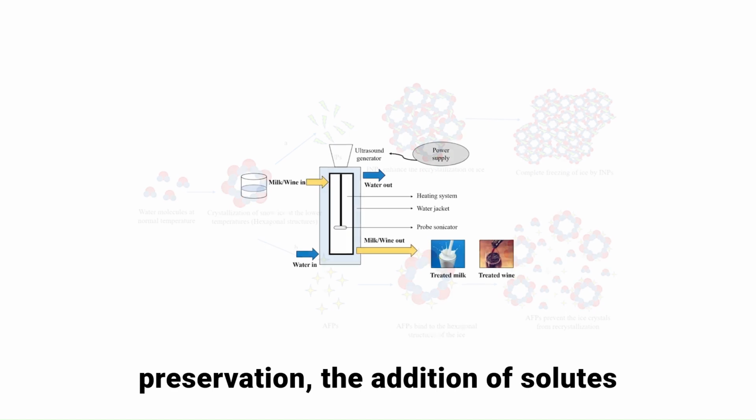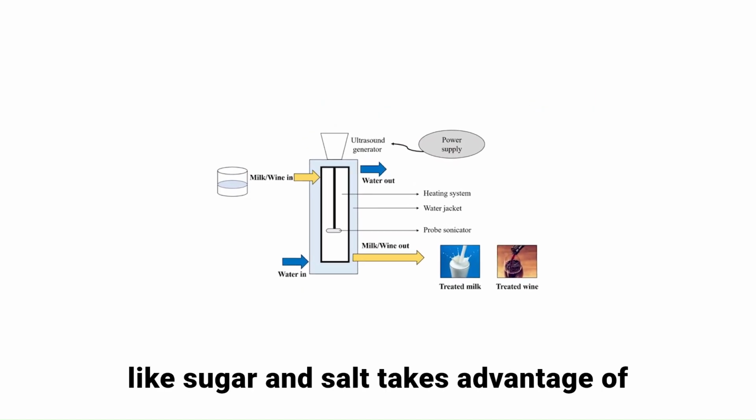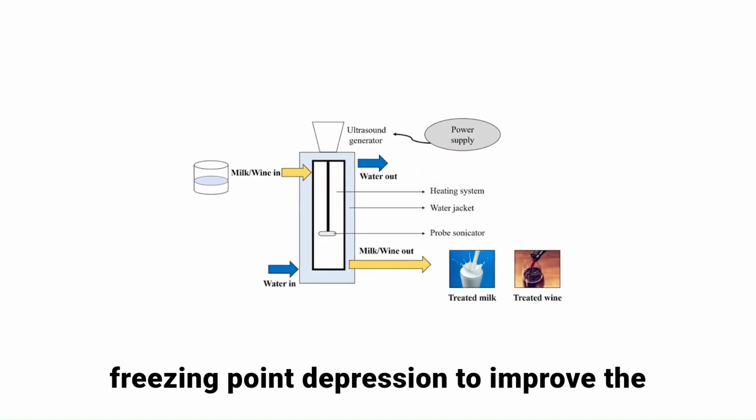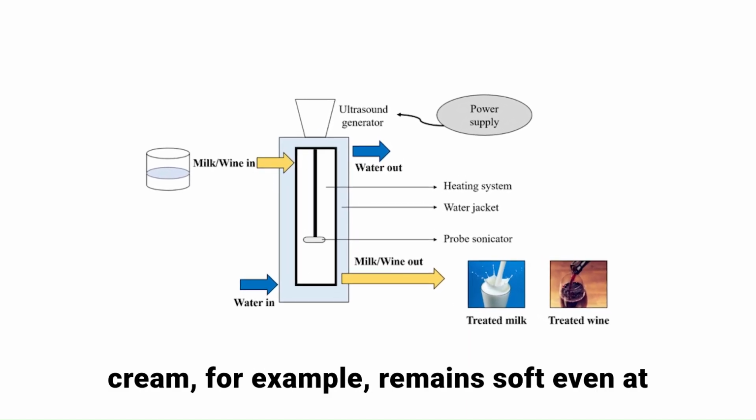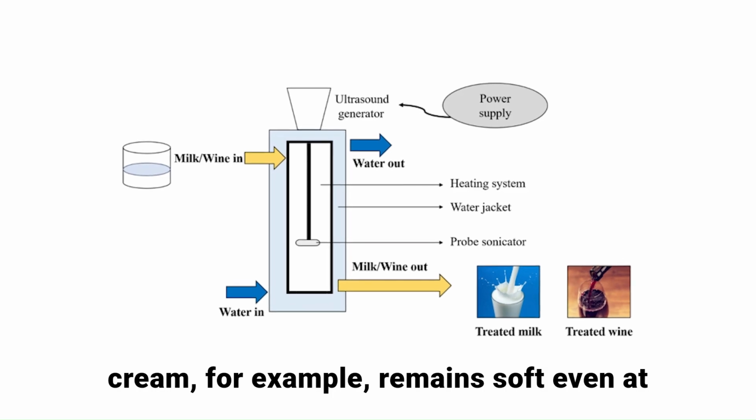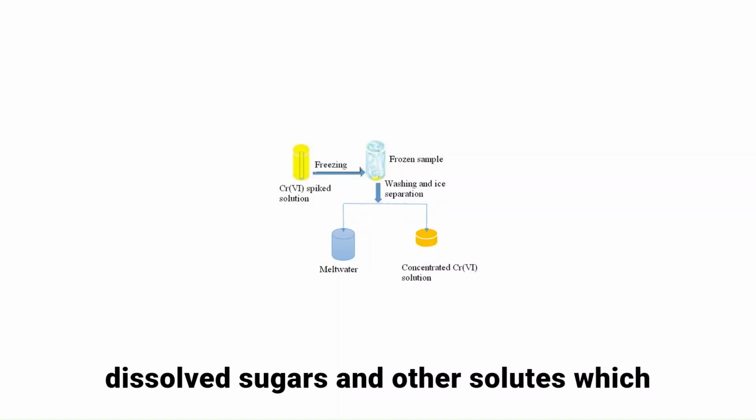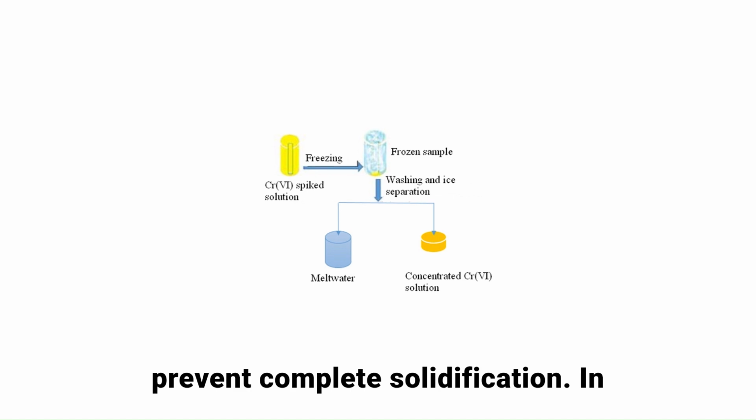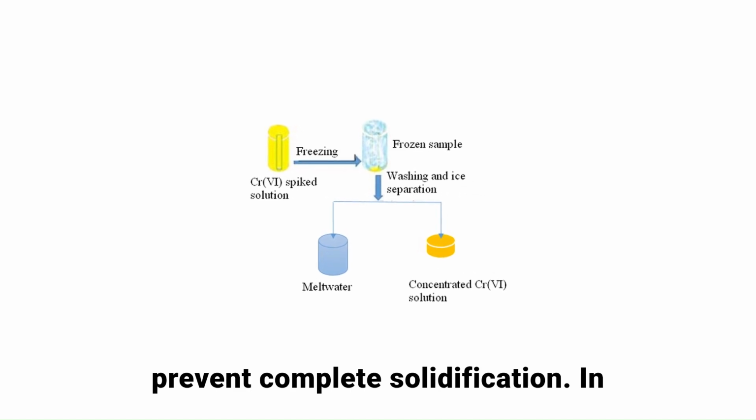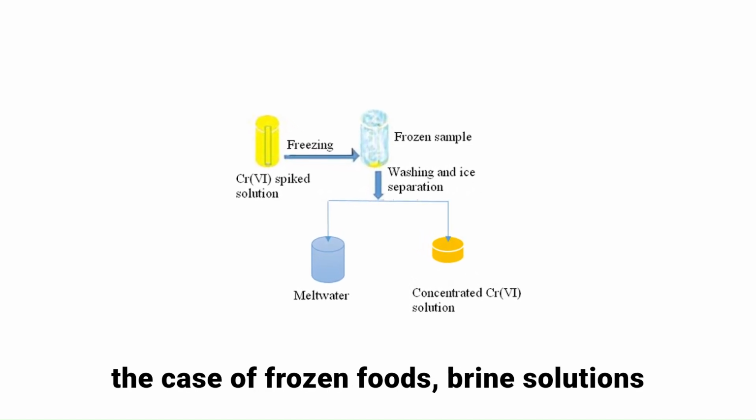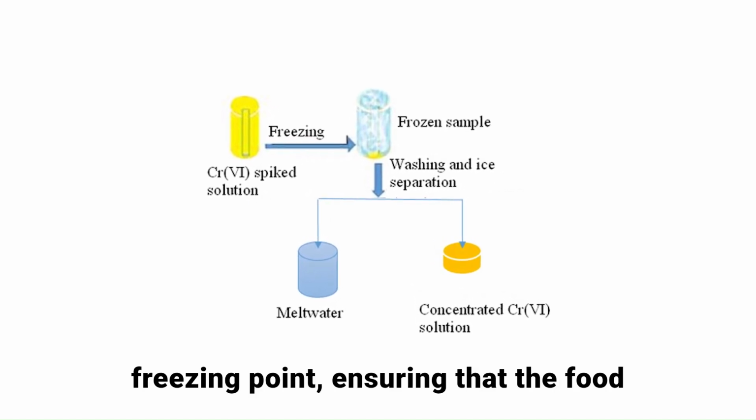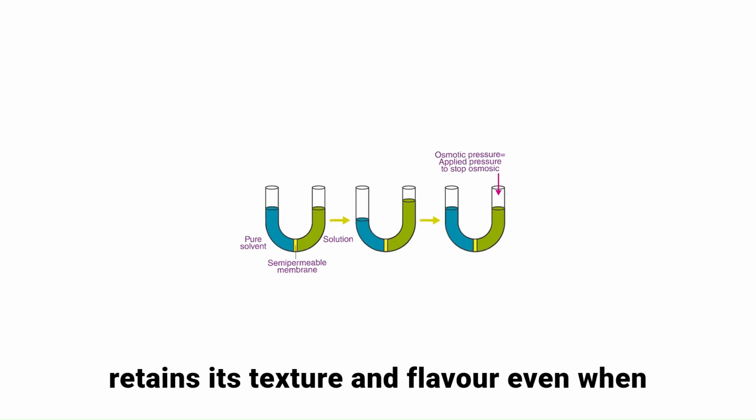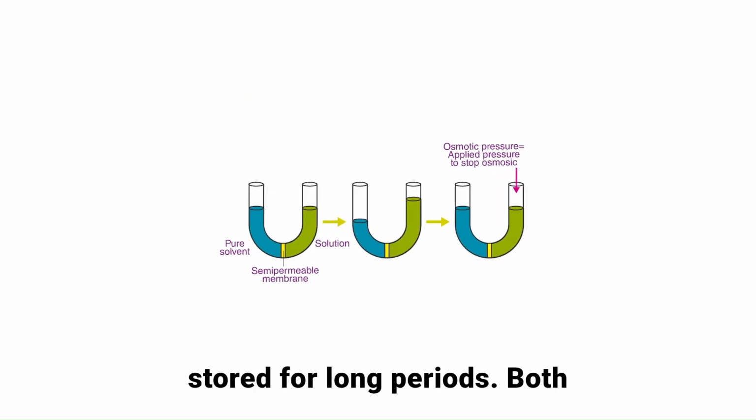In food preservation, the addition of solutes like sugar and salt takes advantage of freezing point depression to improve the shelf life of products. Ice cream, for example, remains soft even at low temperatures due to the presence of dissolved sugars and other solutes, which prevent complete solidification. In the case of frozen foods, brine solutions are often used to maintain a lower freezing point, ensuring that the food retains its texture and flavor even when stored for long periods.